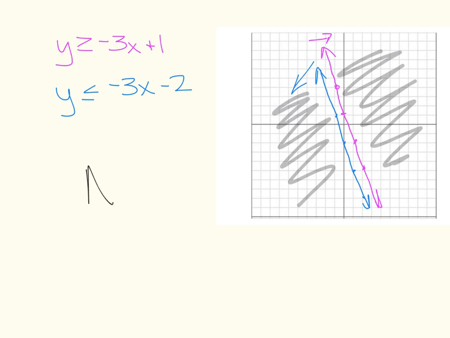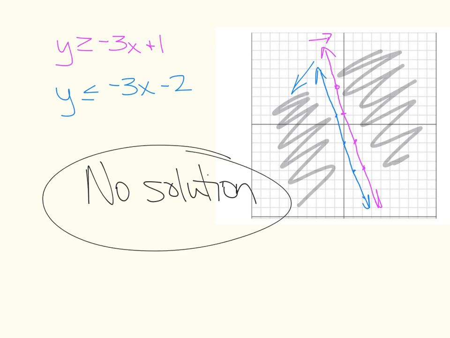So you would put no solution because your answer to graphing a system of linear inequalities is where the shading overlaps. So if the shading does not overlap, your answer is no solution.